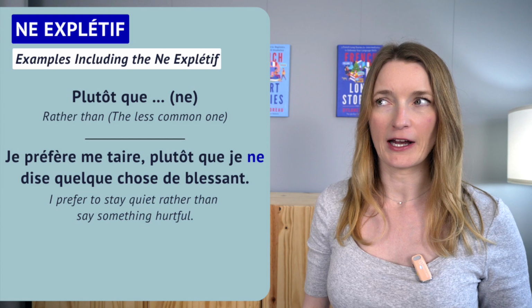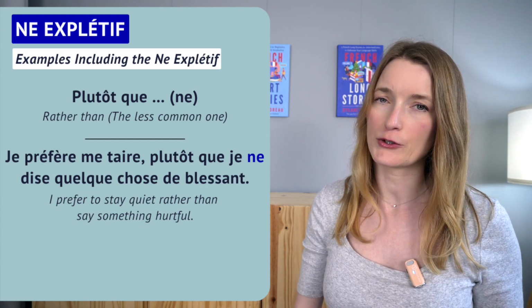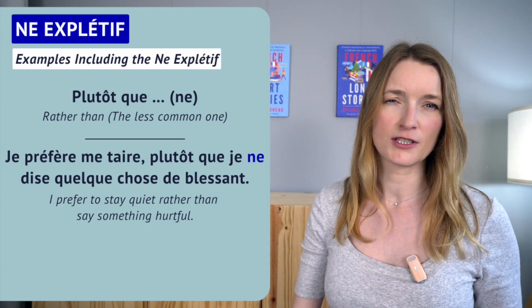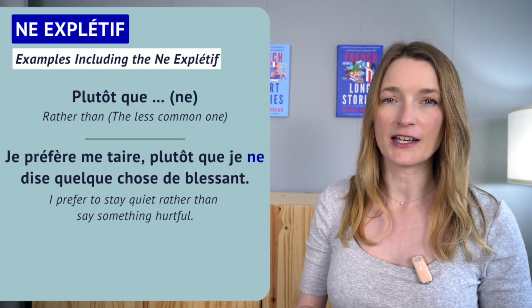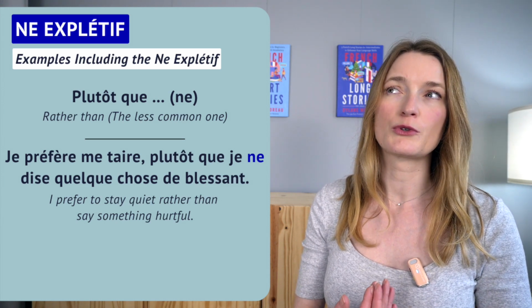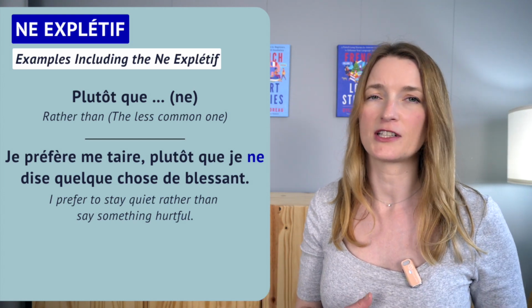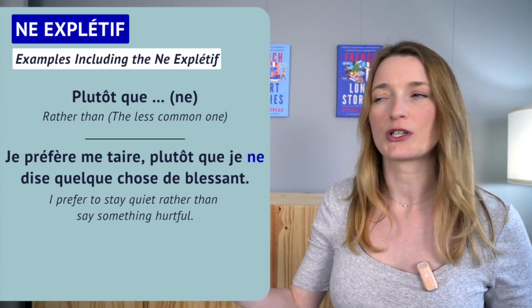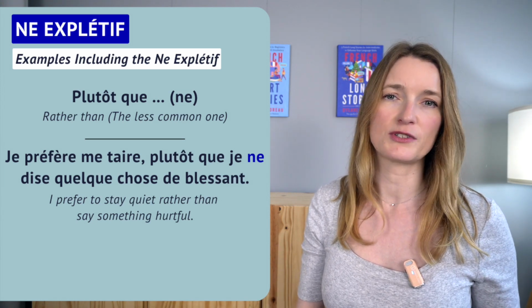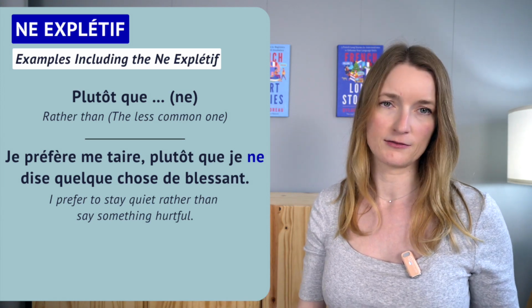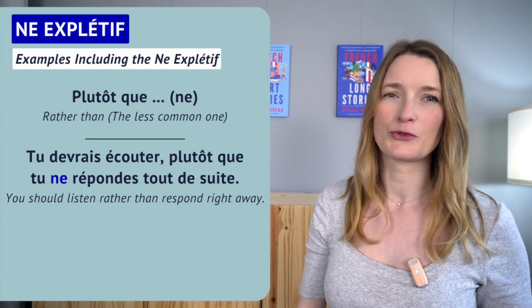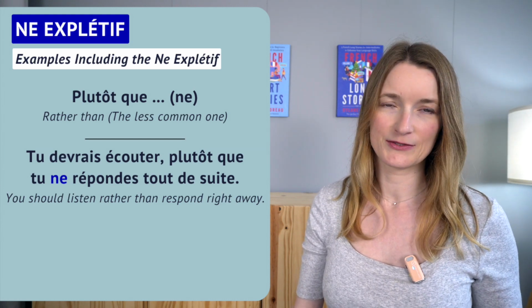Here, personally, I will use more the infinitive after instead of the subjunctive. I will say je préfère me taire plutôt que de dire quelque chose de blessant. Simply a preference, it's really, like I said, plutôt que ne is not that used, so this one sounds better to me. Tu devrais écouter plutôt que tu ne répondes tout de suite.